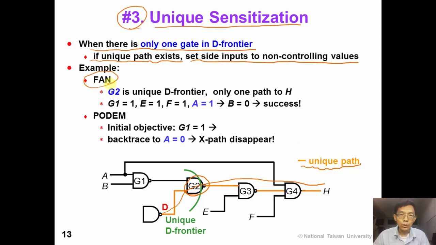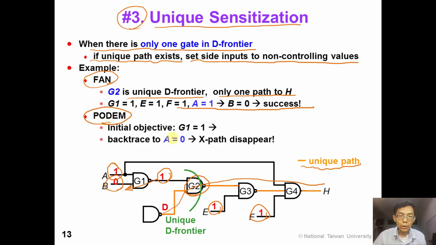The FAN algorithm recognizes there is only one unique D frontier and only one path to output H. Therefore, the FAN algorithm would make required assignments. The output of G1 is 1, and E is 1, F is 1, and also A is assigned to 1. Therefore, B is assigned to 0. This is a correct assignment to ensure that D can be propagated to the output successfully.